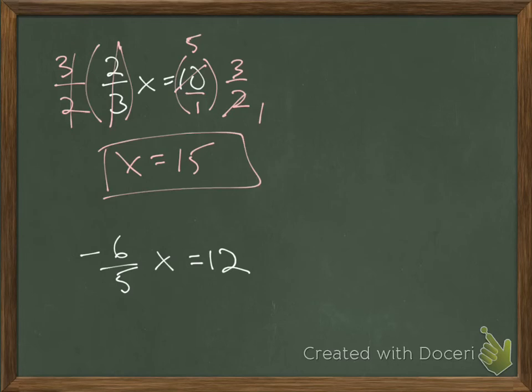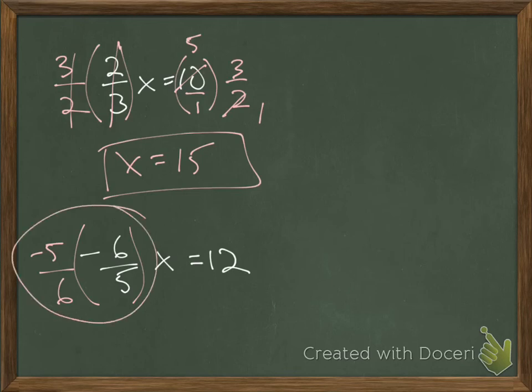So looking at the second problem, I need to get rid of times -6/5. So I want to divide by -6/5. But with fractions, when we divide, we multiply by the reciprocal. So I'm going to multiply by -5/6. Now it's important that you take care of the negative here. If you don't multiply by a -5/6, we'd be left with a negative x. We want this to be negative times negative equals positive because I want a 1. Because 1 times x is x.